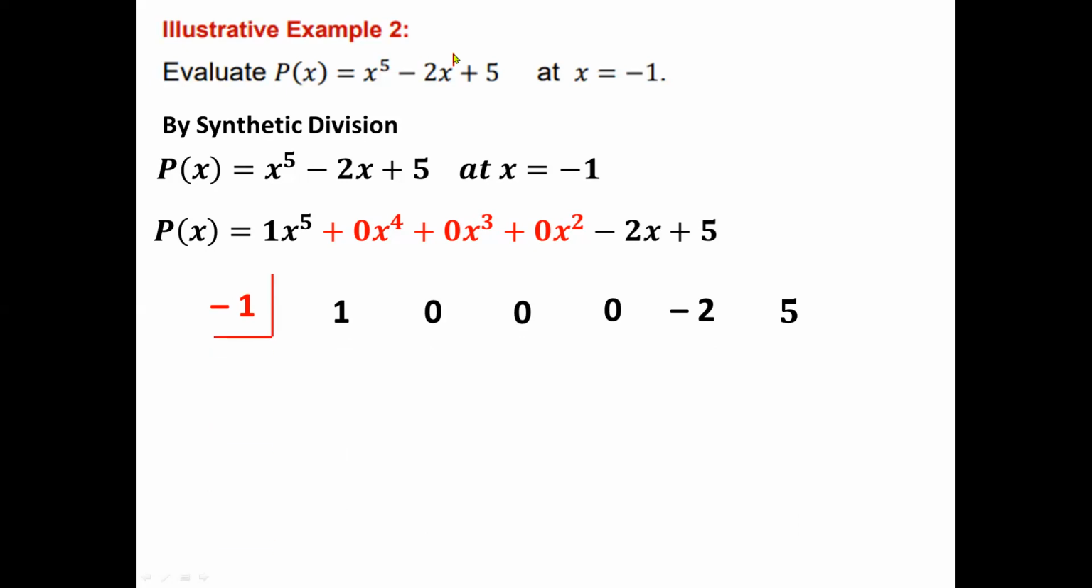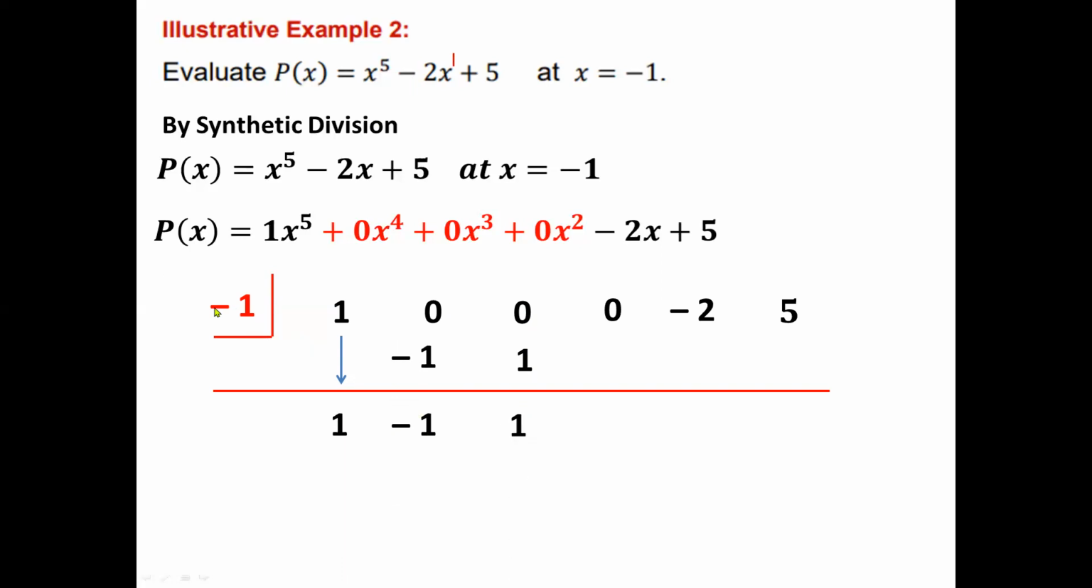So, same process what we did kanina. The first step is to bring down 1, yung unang number sa unang column. 1 times negative 1, ito, is negative 1. 0 and negative 1, kapag inadd mo yan, negative 1. Yes ba, anak? Yes po, sir. Negative 1 times negative 1, ito yung dalawa, no? Ito, at saka yun, positive 1. 0 plus 1 is positive 1.